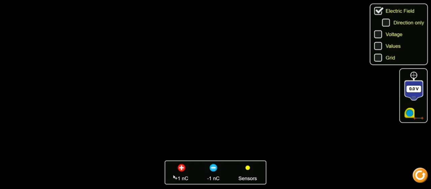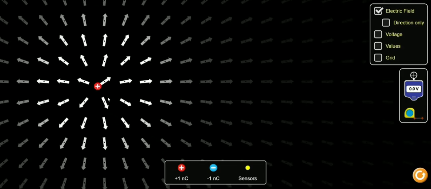So we know that whenever there is a charge, it will produce an electric field. A stationary charge will produce an electric field. Let us see that. I keep 1 coulomb of charge here. You see, these are the field lines.